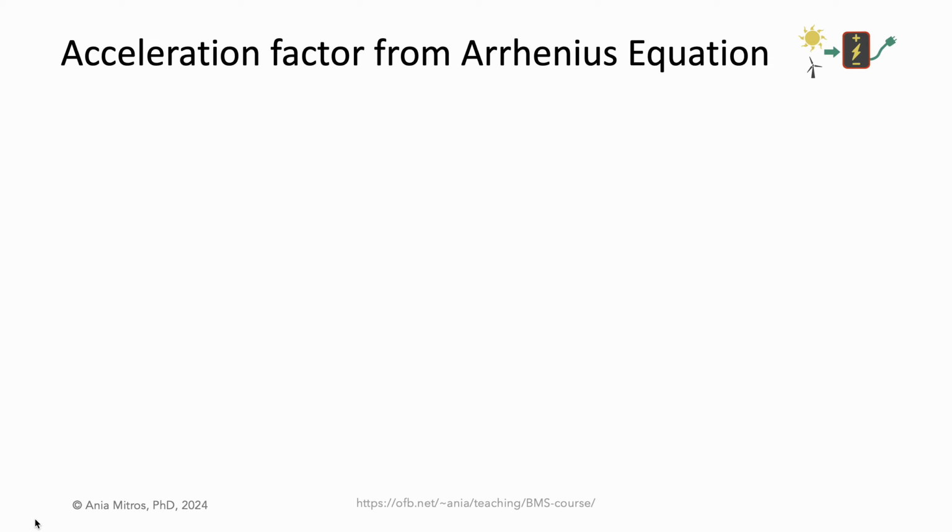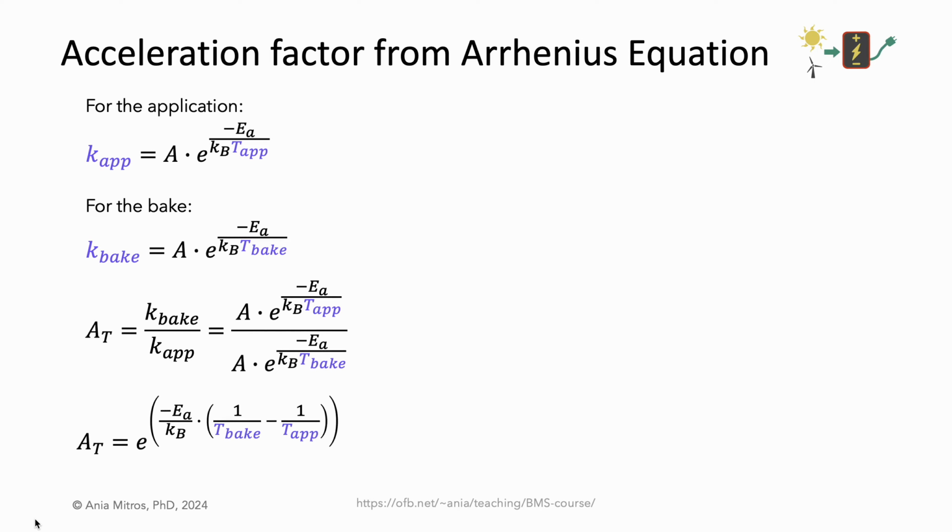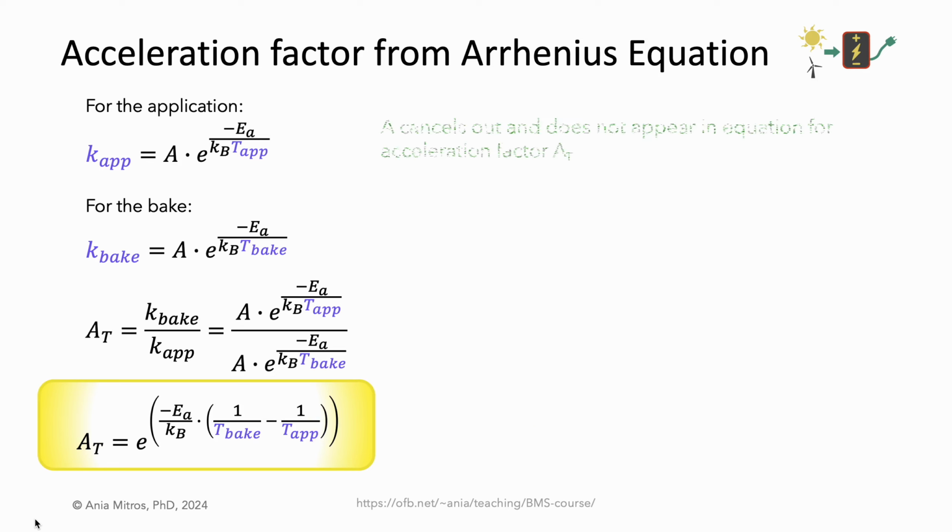Let's derive the equation for the acceleration factor from the Arrhenius equation. First, write out the Arrhenius equation for the application, using K-app for the application's rate constant and T-app for the application's operating temperature. We have a similar Arrhenius equation for the bake, with K-bake and T-bake. Write out the acceleration factor as a ratio of the two rate constants and rearrange the terms. This is the acceleration factor. Notice how the pre-exponential term A canceled out.